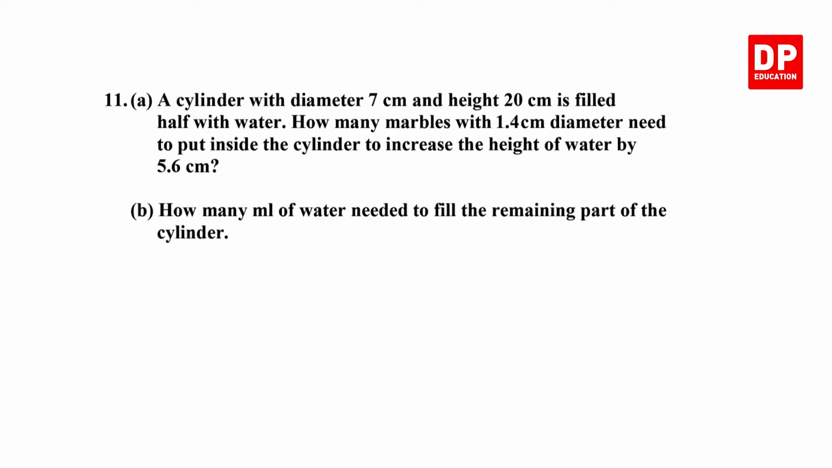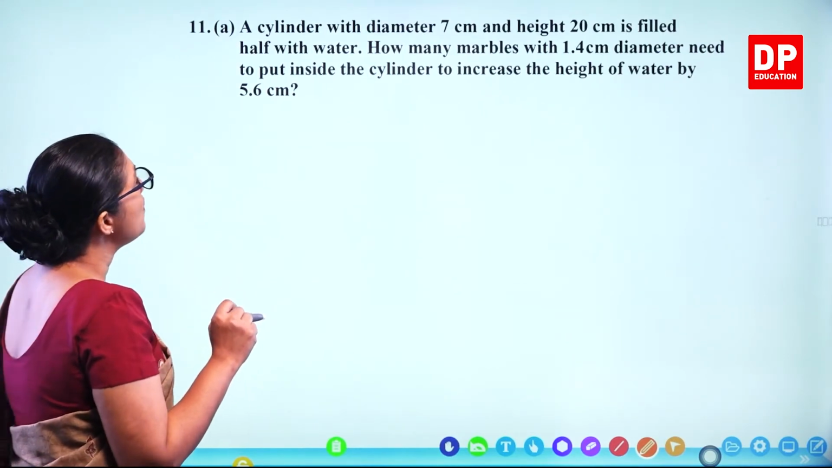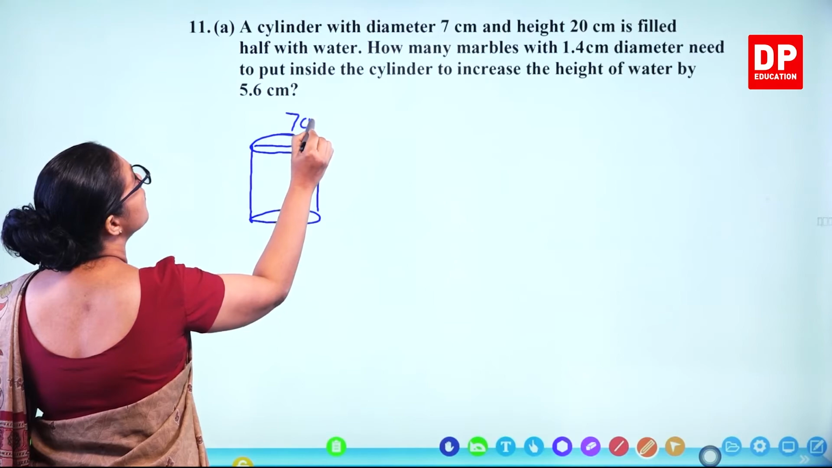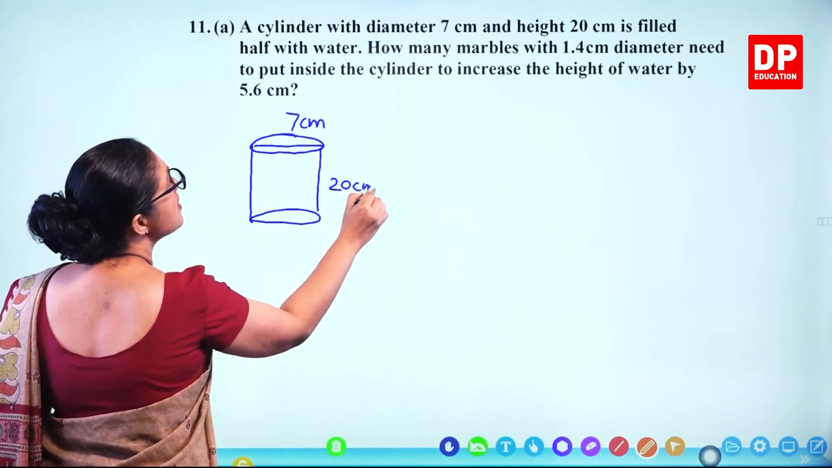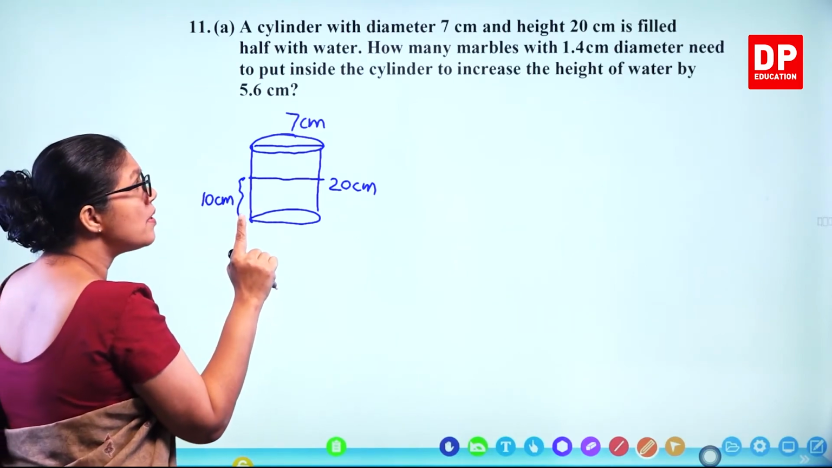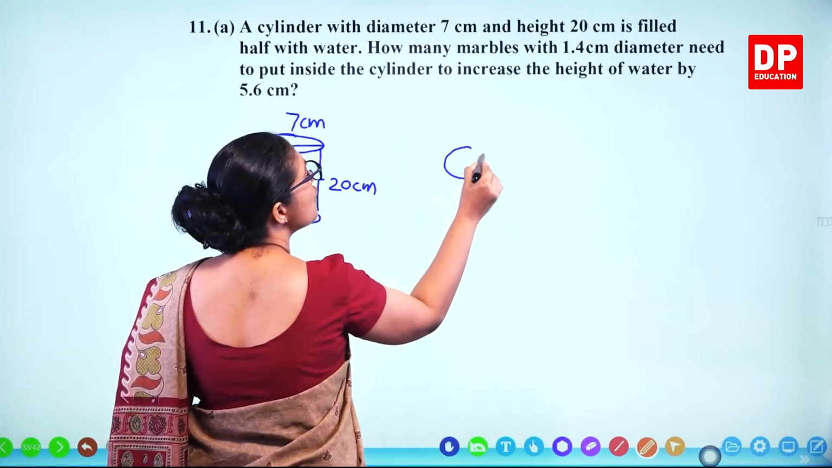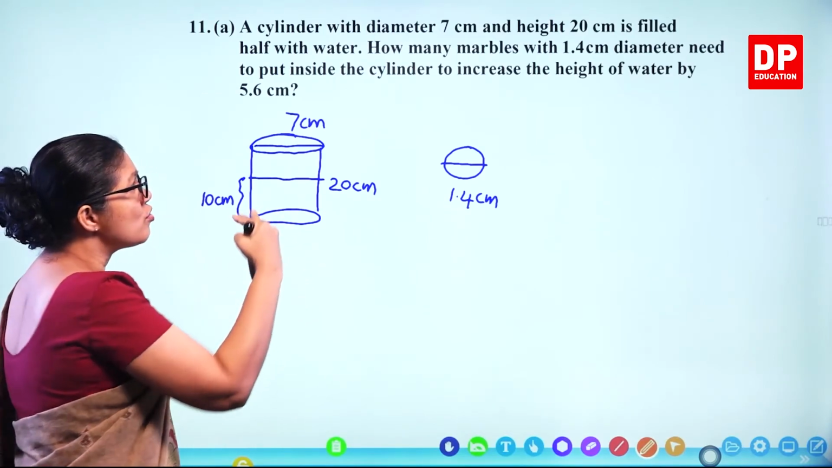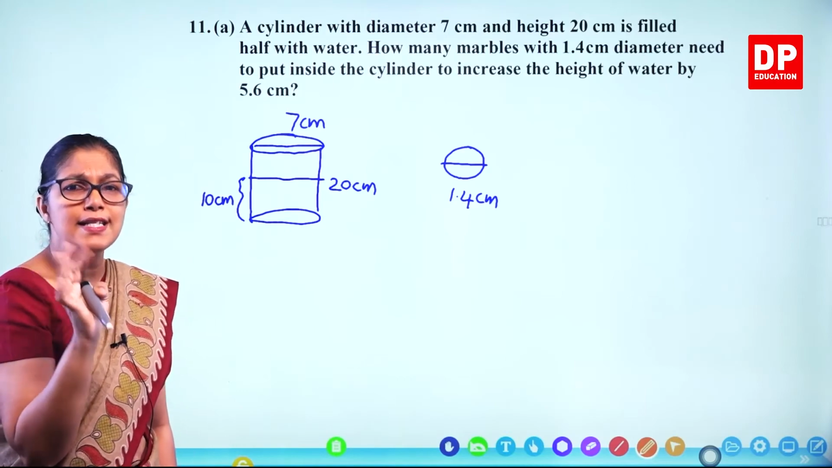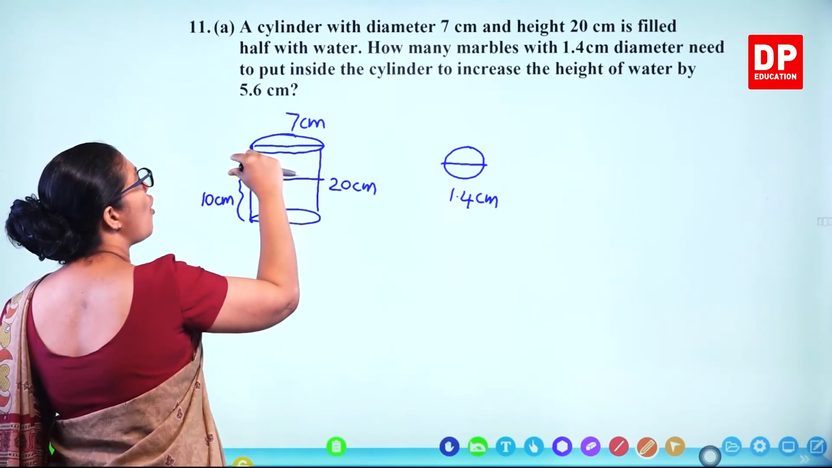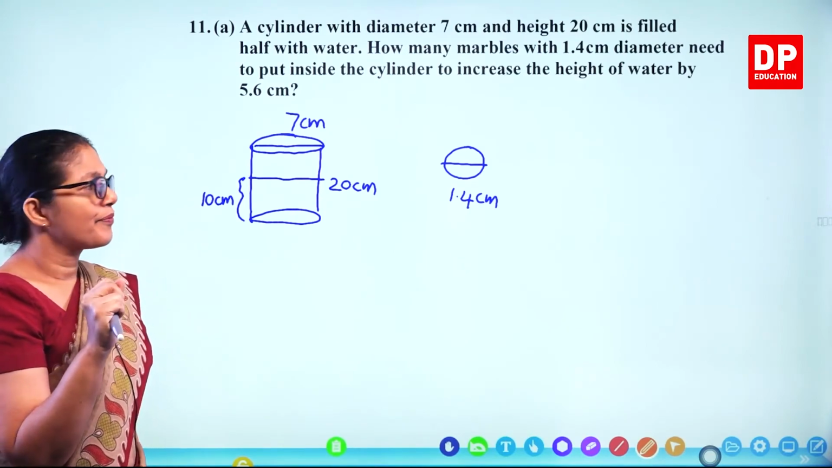Let's take question number 11. This is about a volume question. So you have 2 parts to do. We'll take the first part. A cylinder with diameter 7 and height 20 centimeters is filled half with water. So half means 10 centimeters. How many marbles with 1.4 centimeter diameter, marbles that's a sphere, are needed to put inside the cylinder to increase the height of water by 5.6 centimeters? So that means the volume of marbles should be equal to the volume of the increased amount of water. So we'll equate.